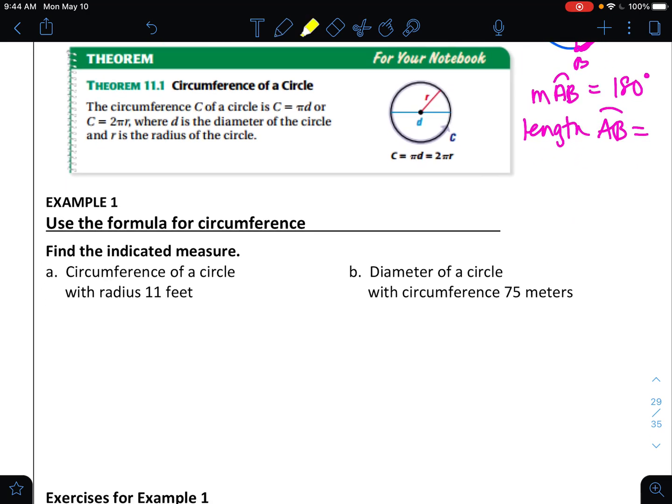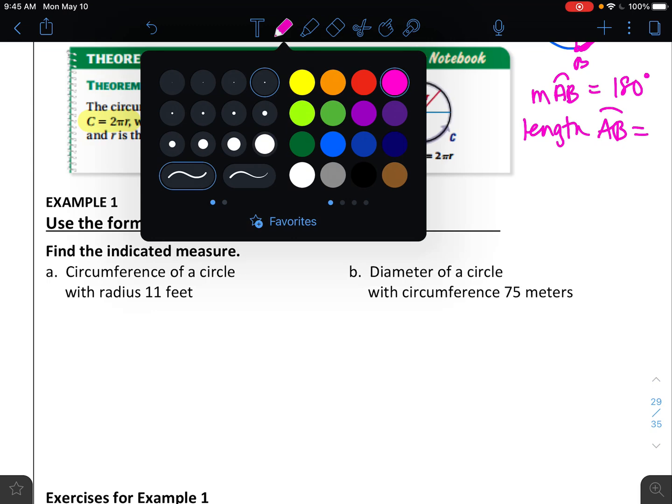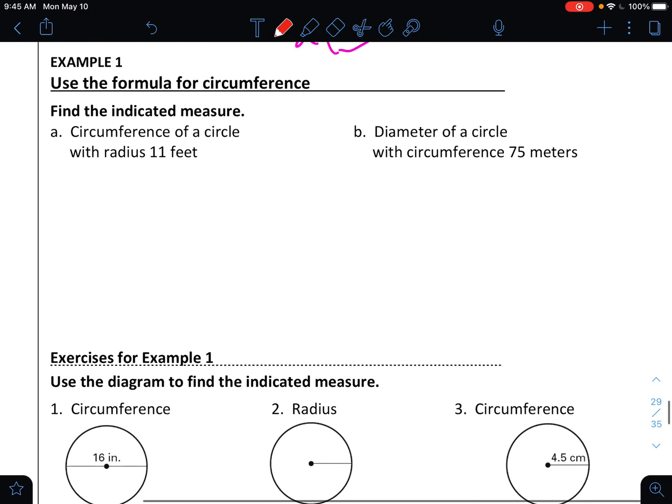Okay, reminder on circumference of a circle. Circumference of a circle is either the formula pi times diameter, pi times d, or 2 pi r. And really they're the same formula because diameter is equal to double the radius. So if we take 2r and plug it in place of d, we get the second formula, the 2 pi r. Okay, so let's move on to a few examples here.